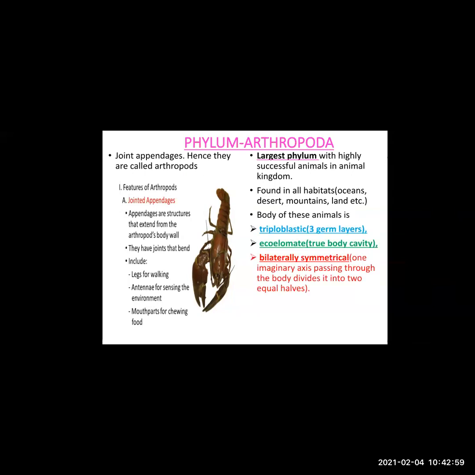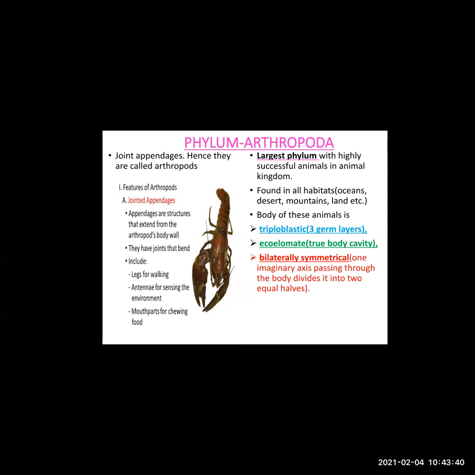Now, how is the body of these animals? Based on the criteria we had studied, the body of these animals is triploblastic. Once again, you have to remember, triploblastic means three germ layers. So it has all the three germ layers. And what are the names of the three germ layers? Ectoderm, endoderm, and mesoderm. All the three germ layers are present in them.